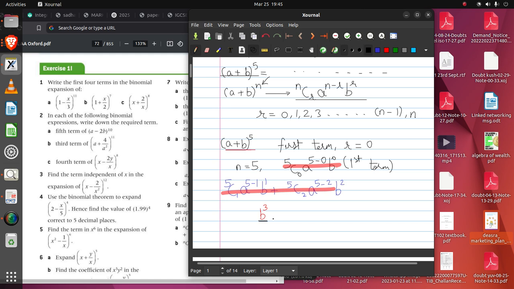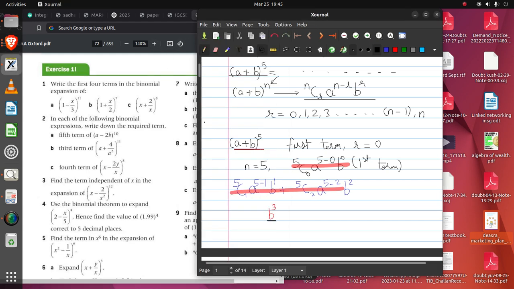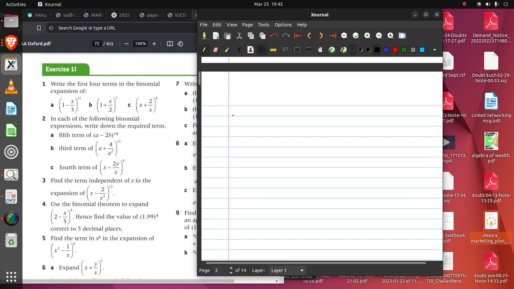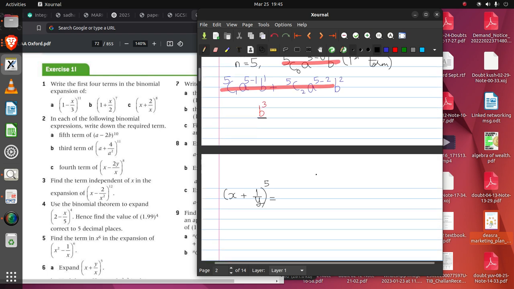Before that, I'll just take a simple binomial which you can expand and write a few terms at least. So for example, we have here (x + 1/y) with power 5. So how will I write the first few terms at least? I'll try to write the first few terms.